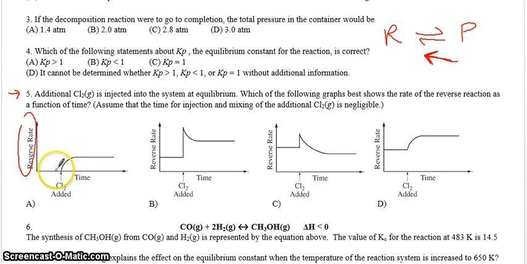Oh, and this one is wrong because it shows the rate to be 0. The rate will not be 0 at equilibrium. The rate is some value, 0.4 or whatever it is, but it is not 0. So we have these 3 choices.